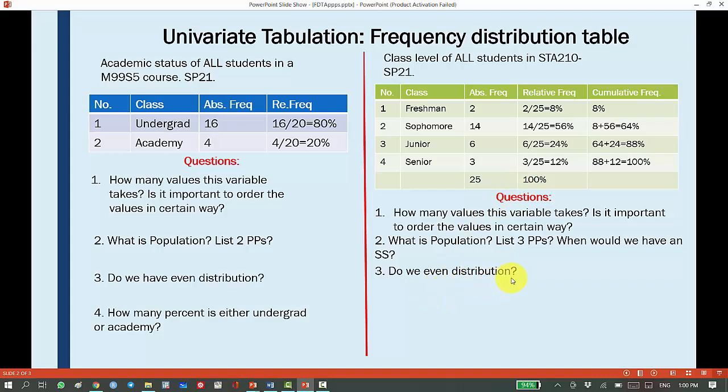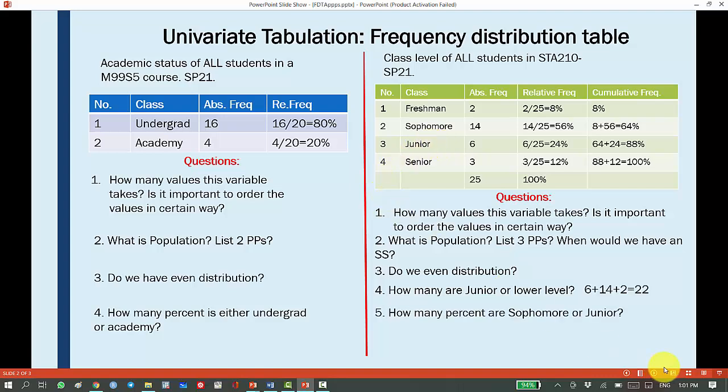Do we have even distribution? Obviously not, because the number of freshmen is very, very different from the number of sophomore and junior and senior. Therefore, we do not have uniform distribution. How many are junior or lower? That means how many are junior, sophomore, or freshman. We know that 6 plus 14 is 20, plus 2 is 22. In terms of percentage, 88% are junior or in lower class level.